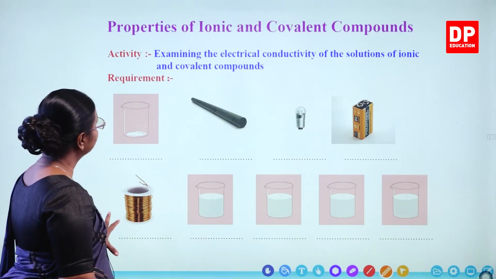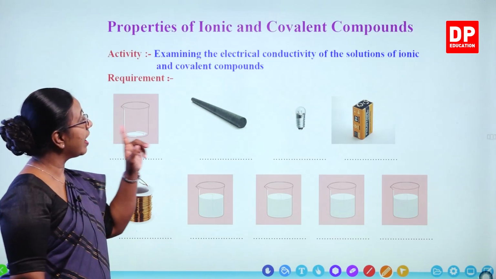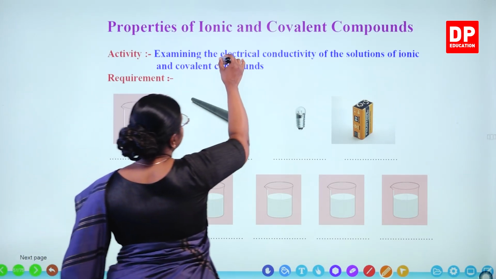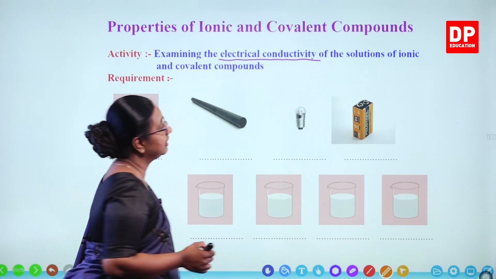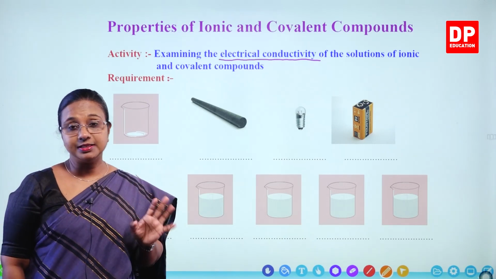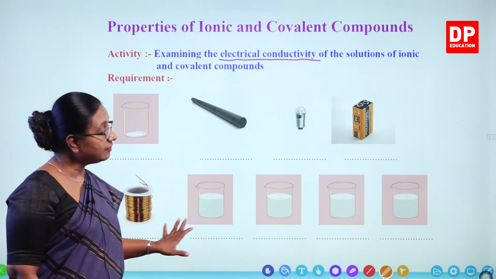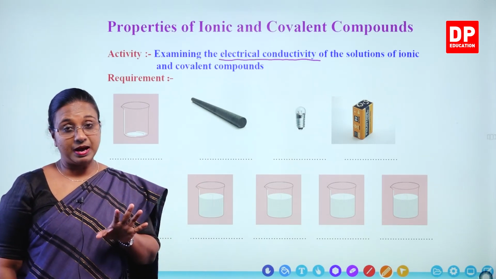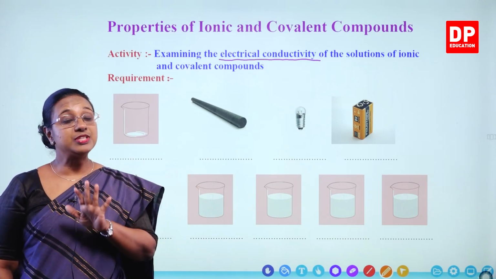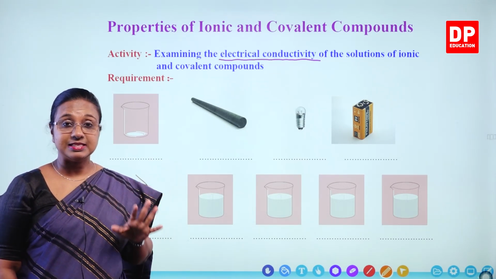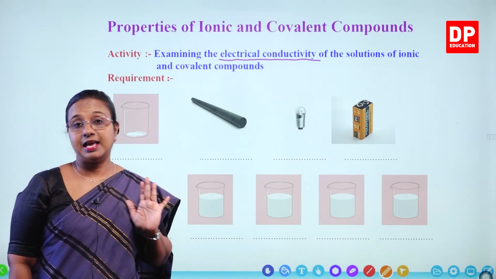So under that, students, we are going to discuss one property by doing this activity. That is the electrical conductivity of the solutions of ionic and covalent compounds. So in this activity, we are going to use solutions of compounds, 2 ionic compounds and 2 covalent compounds, and we are going to examine and see whether they conduct electricity.